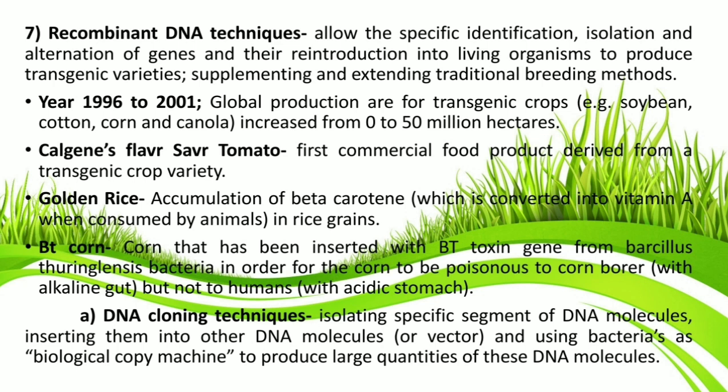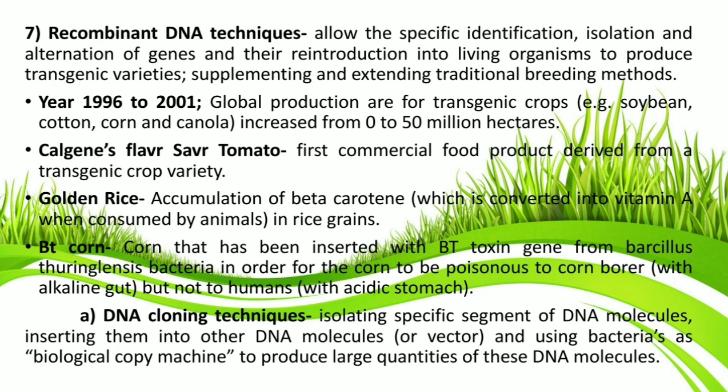So Bt corn has been inserted with the Bt toxin gene from Bacillus thuringiensis bacteria in order for the corn to be poisonous to the corn borer, which is alkaline, but not to humans with an acidic stomach.